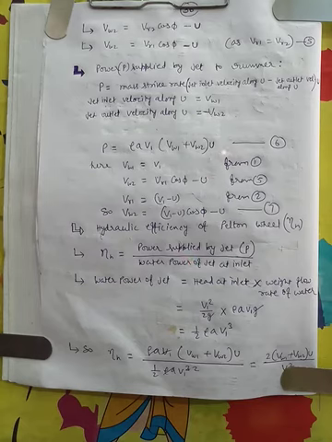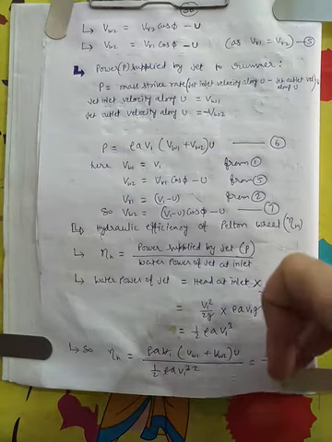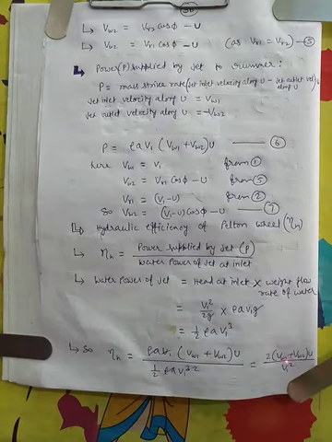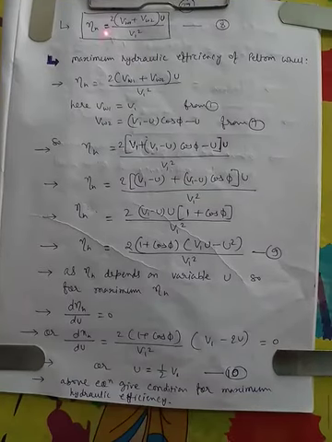The power supplied by the jet is rho A V1 (Vw1 plus Vw2) into u, divided by half rho A V1 cubed. By cancelling rho A and one V1, we get 2 (Vw1 plus Vw2) u divided by V1 squared. This is the main equation of the efficiency, the hydraulic efficiency of the Pelton wheel. This is equation 8.